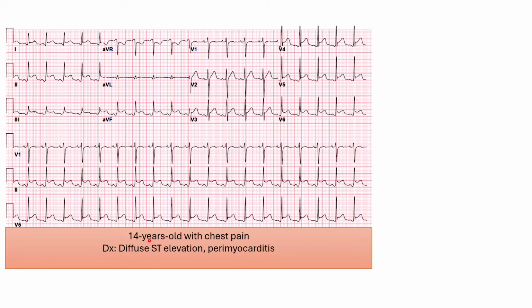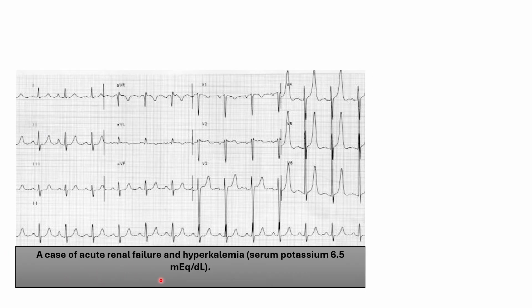This is an ECG for a 14-year-old with a chest pain. If you look at the ST segment here, if you compare it to the TP segment from the end of the T to the beginning of the P, it is elevated in all leads as you see here. Elevation of ST segment in all leads, this is perimyocarditis.